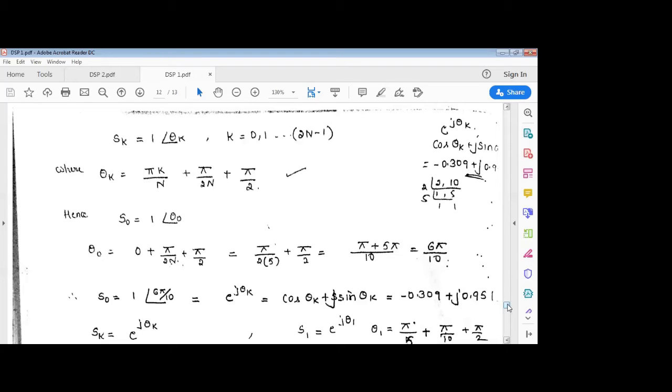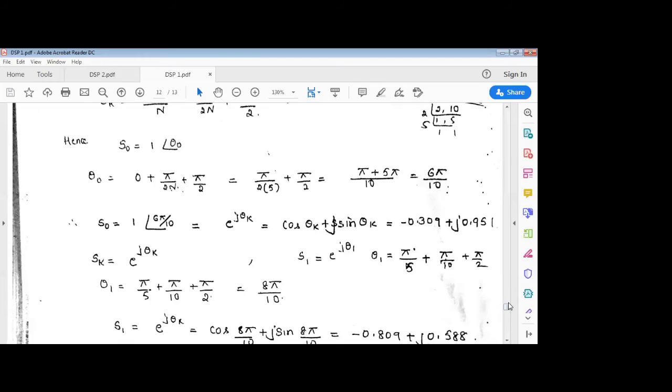My theta naught is 6 pi by 10, so s naught is equal to 1 with an angle of 6 pi by 10, which can be represented as e to the power of j theta k, that is cos theta k plus j sine theta k. We get the pole as minus 0.309 plus j 0.951. That is negative in real part, so I can consider s naught. Similarly, I have to substitute for s1, s2, s3 and so on.